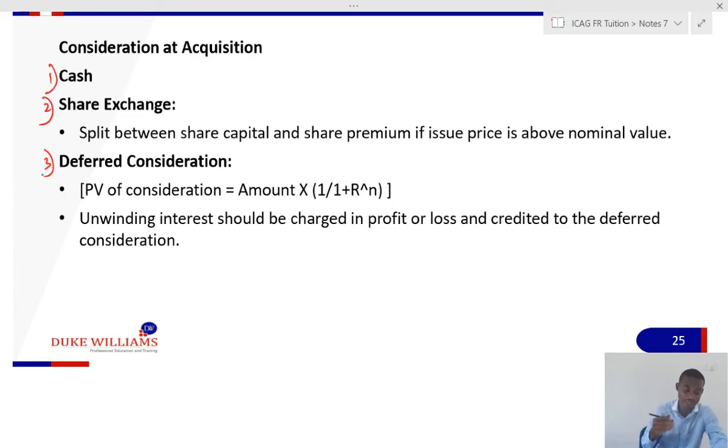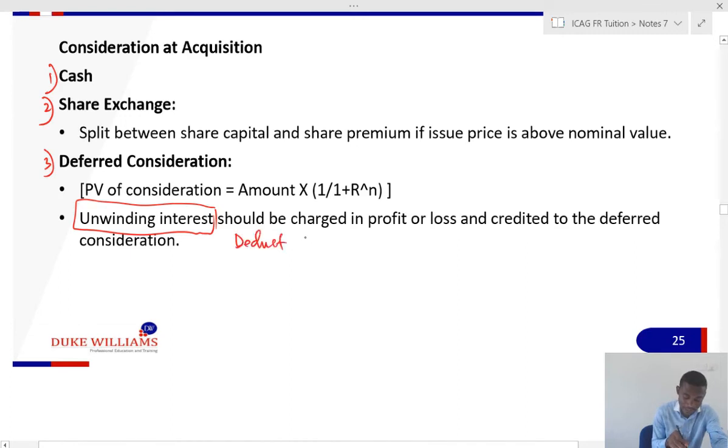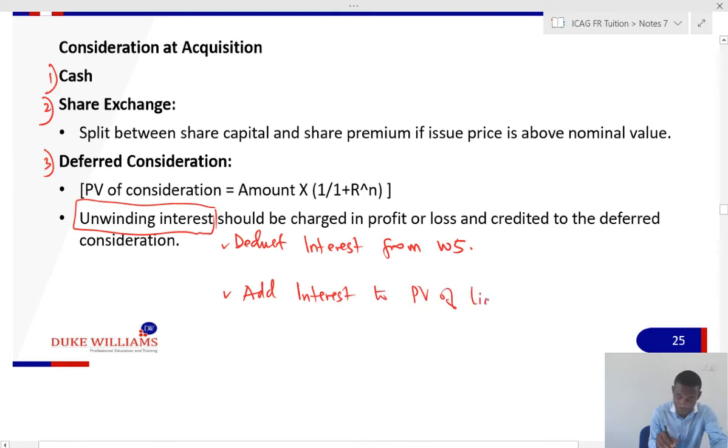And often we say that if this unwinding interest is what we need to grow the present value, we charge it to profit or loss, or we deduct the interest from workings 5. And if we deduct it from workings 5, the double entry is that we add interest to the present value of the consideration, because this is a liability, so that at the end of the year we'll have a full value for the liability.